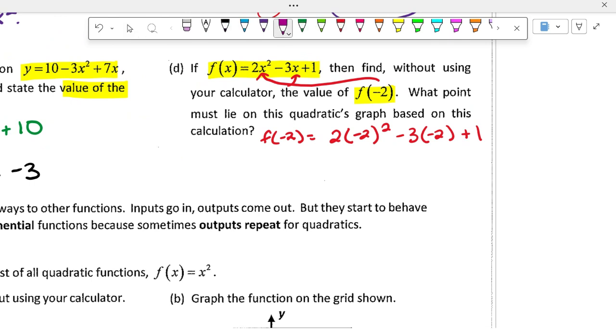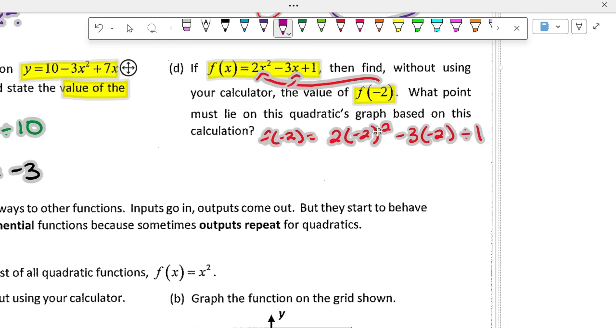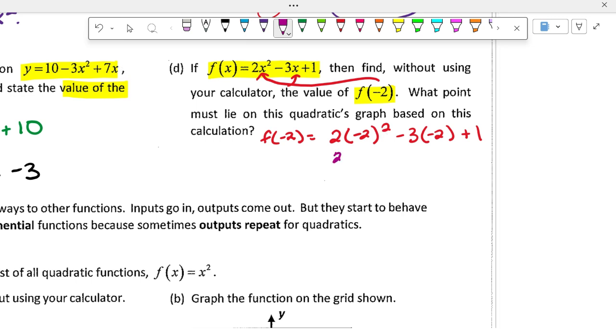Now, based off of PEMDAS, what do I have to do first? Technically the parentheses, but remember in this case the parentheses are representing multiplication. So technically we got to do the exponent first, which is the -2 squared. All right, so be careful. Parentheses typically sometimes represent multiplication. So if there's no actual operation in the parentheses, but just a singular number, you don't do those first. All right, so what's -2 squared? 4. So this will be 2 times 4 minus 3 times -2 plus 1.